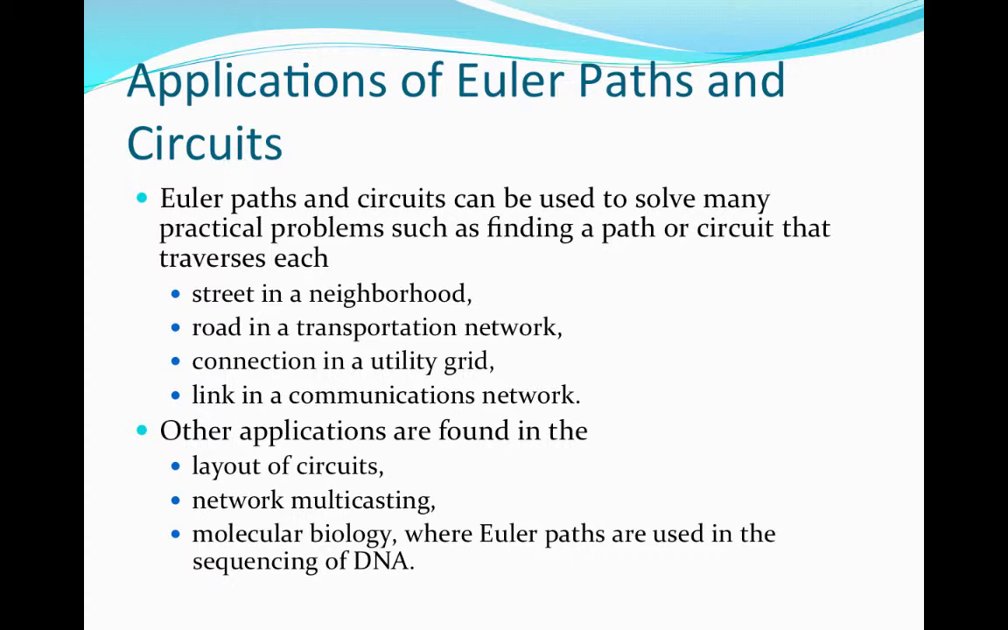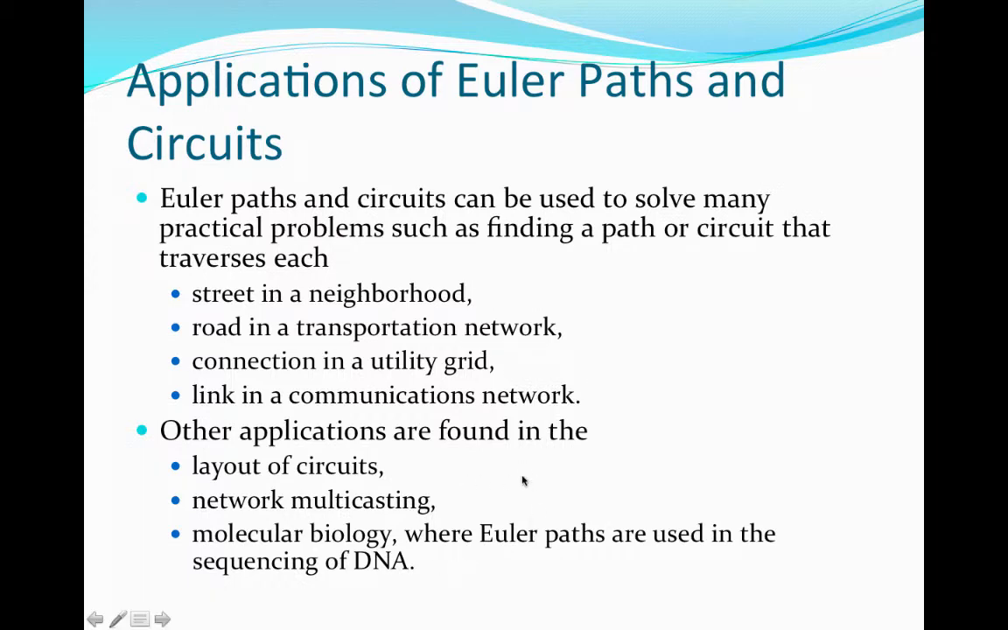And as you can imagine, beyond the Konigsberg problem, there are numerous applications of Euler paths and Euler circuits relating to transportation, streets in a neighborhood, roads in a transportation network, connections in a utility grid, or links in a communication network. For each of these, we want to determine whether we can meet each of our neighbors along a walk, or travel all the roads within a particular transportation network exactly one time for bus routes or whatever else you might think of.